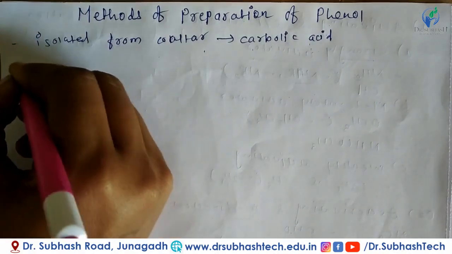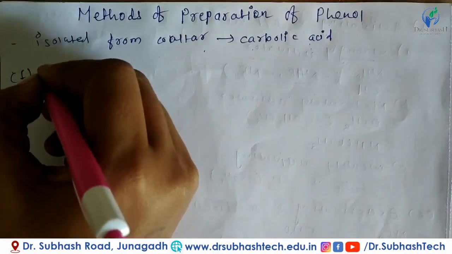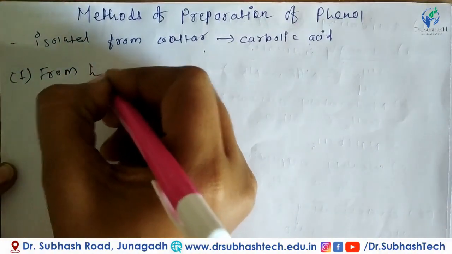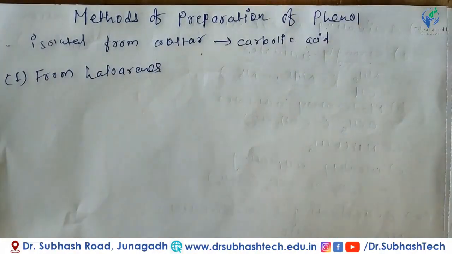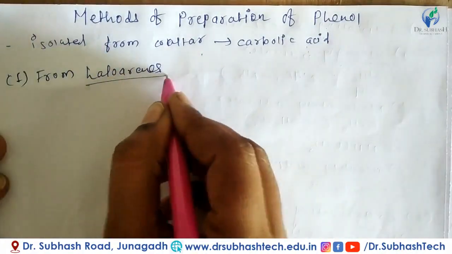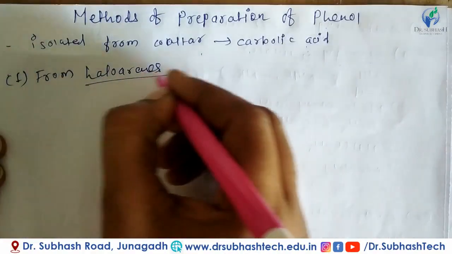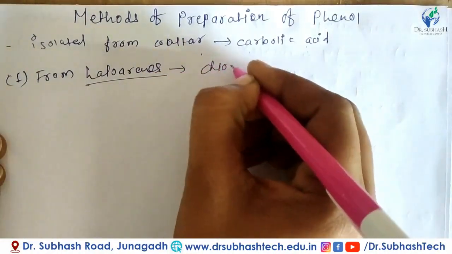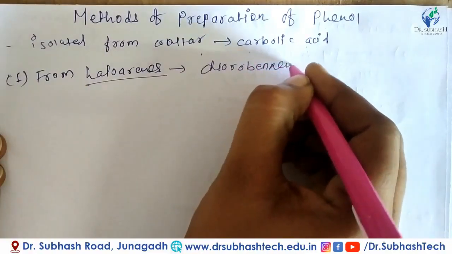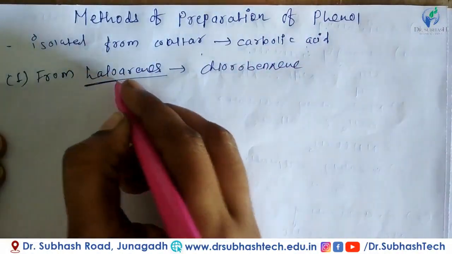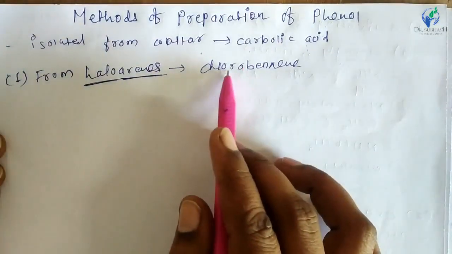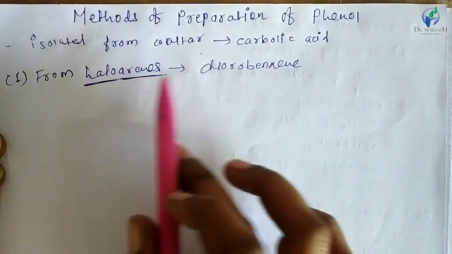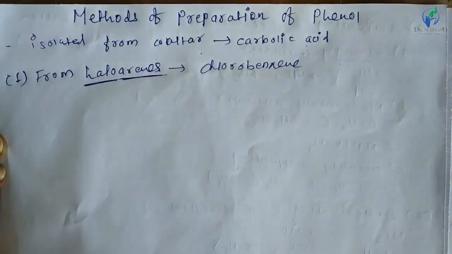First one, from haloarenes. Right? From haloarenes. Here, take the example of haloarenes, that is chlorobenzene. Halo means halogen present on the arene ring, that is the benzene ring, right? So it is chlorobenzene, and it is an example of haloarenes.